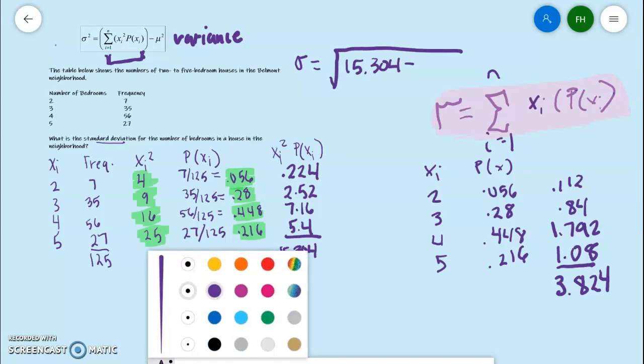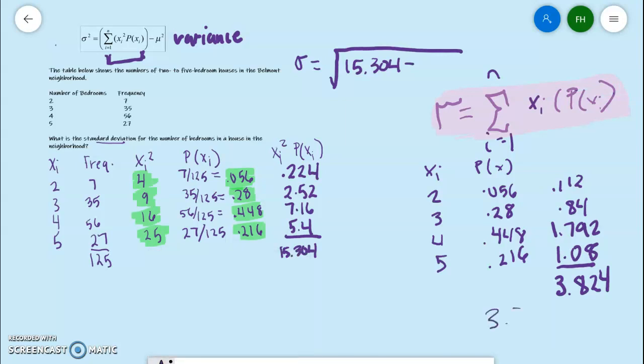So when I square 3.824, what did I get? 14.623. So the first chunk was the 15.304. All that work we did to get to that number. And then the second chunk is the mean squared, which is the 14.623.